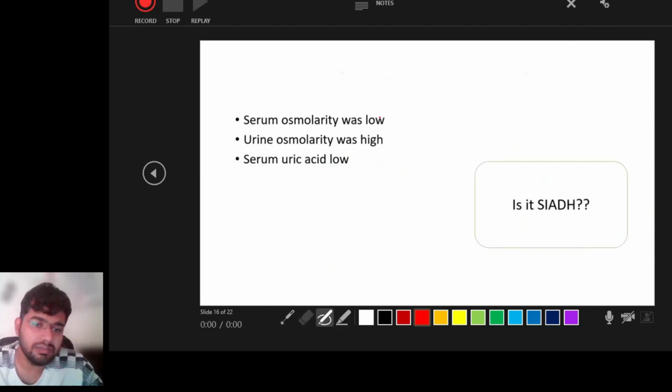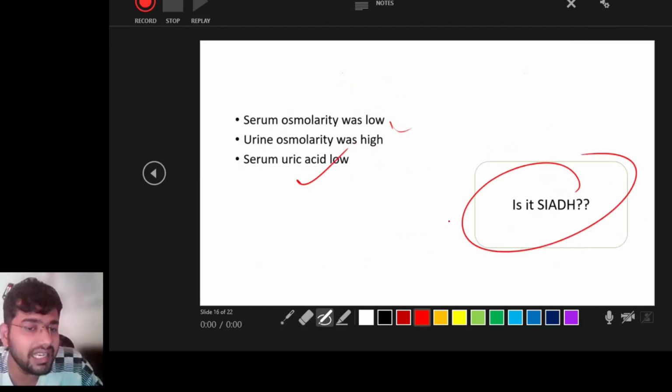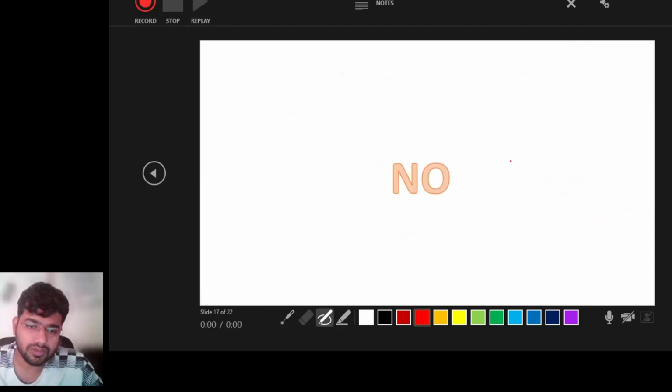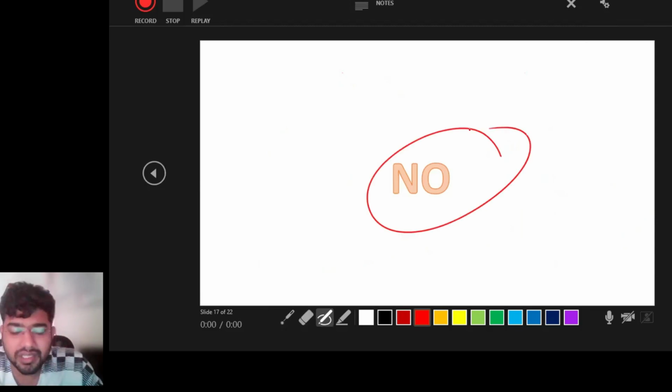Here also they have done based on investigation, serum osmolarity was low, urine osmolarity was high, and serum uric acid was low. This is also criteria favoring SIADH. But is it really SIADH? No. They have not mentioned the volemic status of the patient. That is whether the patient is having euvolemia, hypervolemia, or hypovolemia. They have not yet mentioned.